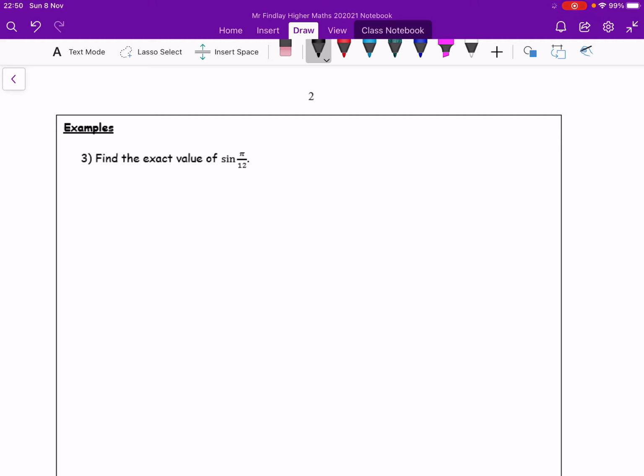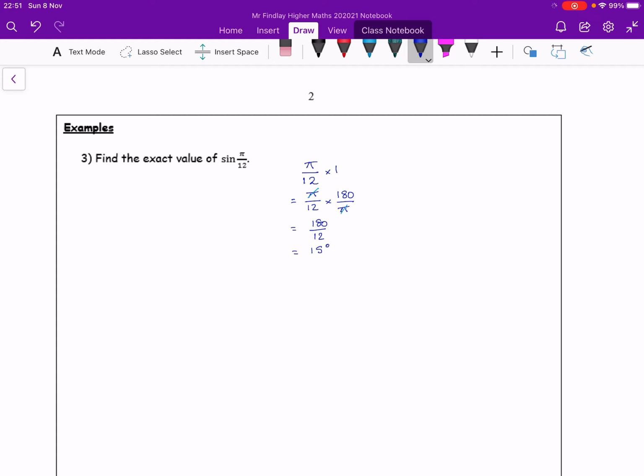Now an exact value of, this time, sine of pi over 12. So what I'm going to do in this case is get a value for pi over 12 in degrees. Pi over 12, I'm going to multiply by 1, I'm not changing its size. Pi over 12 multiplied by 180 over pi. They'll both cancel. So 180 split 12 ways is equal to 15 degrees.